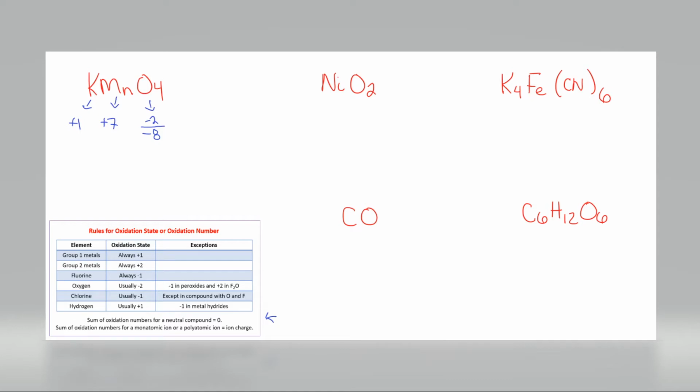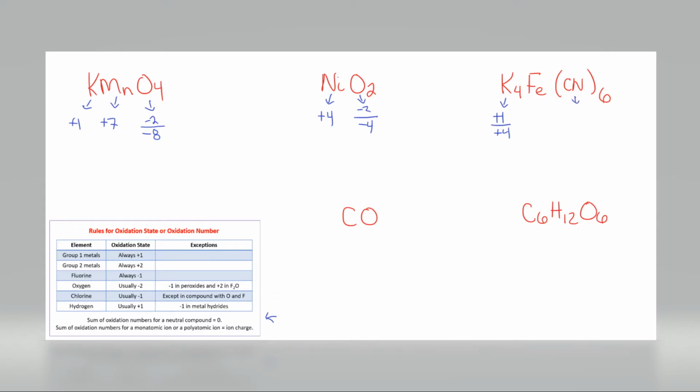Next one, oxygen is your -2. There are 2 of them, so it contributes a total of -4. Therefore, nickel has to be +4 because the entire species is neutral. There is no charge up there. Okay, potassium, +1 again. There are 4 of them, so it's a +4 contribution.